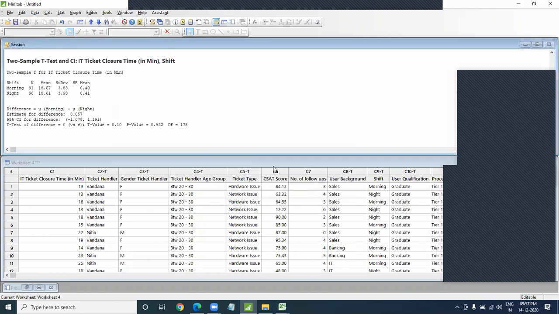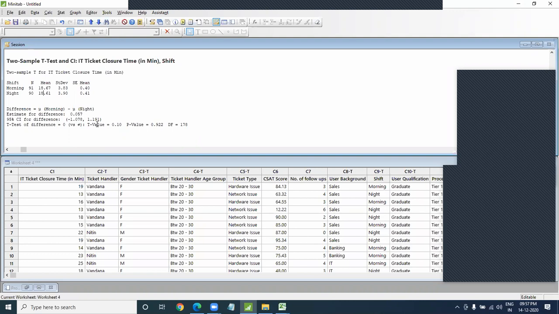Let's see. Yes. Look at the p-value. Null or alternate? 0.922. Is it null or is it alternate? Null. Absolutely, yes. So the question is, do I see the morning shift average as 18.67 and the night shift average as 18.61? Well, I see a difference, but that's a small difference.